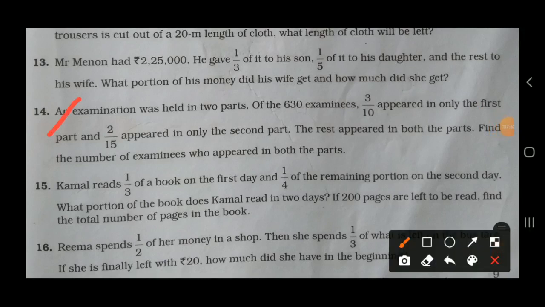An examination was held in 2 parts. Of the 360 examinees, 3 upon 10 appeared in only the first part, and 2 upon 15 appeared in only the second part. The rest appeared in both the parts. Find the number of examinees who appeared in both the parts. Means total examinees are here 360.